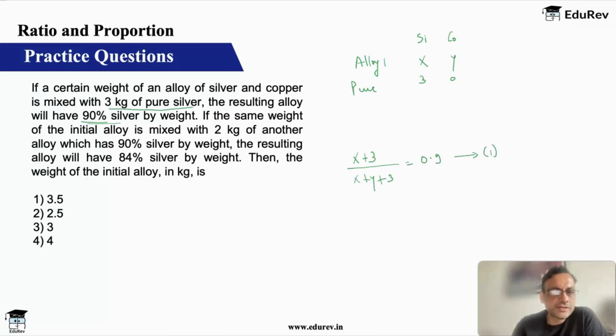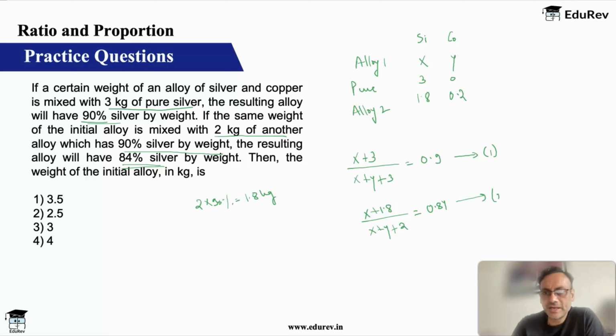The second data says if the same weight of the initial alloy, so we can go ahead with X and Y, is mixed with 2 kgs of another alloy which has 90% silver by weight. So 2 kg has 90% silver. That means 1.8 kg silver, and then the remaining 0.2 kg should be copper. So let's say this is alloy 2, which has 1.8 kg of silver, 0.2 kg of copper. Now silver is going to be X plus 1.8 upon X plus Y plus 2. And this ratio is given to us as 84%, which is 0.84.